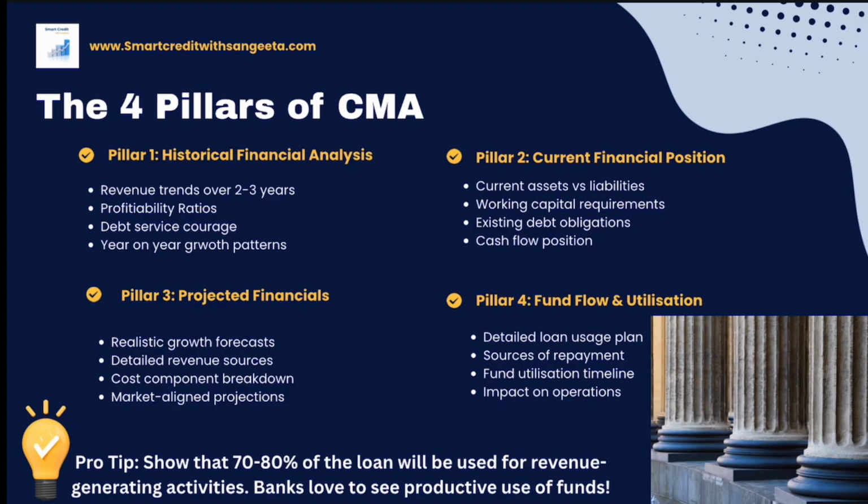First is historical financial analysis. This tells the revenue trends over 2 to 3 years, your profitability ratios, debt service coverage, and year on year growth patterns. Pillar number 2 is current financial position: current assets versus current liabilities, working capital requirements, existing debt obligations, and your cash flow position.